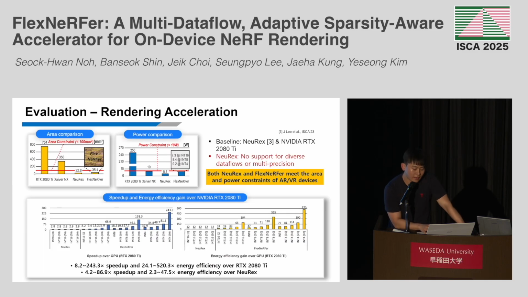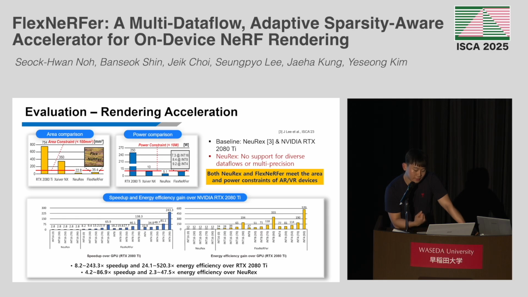And this slide presents an architectural comparison. The top figures compare FlexNeRFer with commercial mobile GPUs. As you can see, FlexNeRFer consumes significantly less area and power. The bottom graphs illustrate performance and energy efficiency under various precision modes and sparsity levels. FlexNeRFer consistently achieves better results than the GPU.